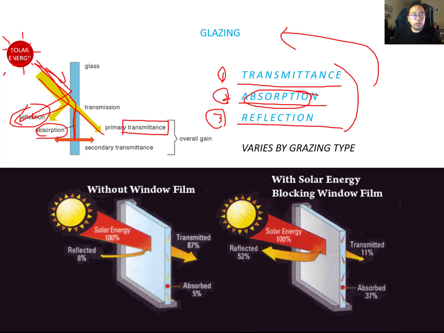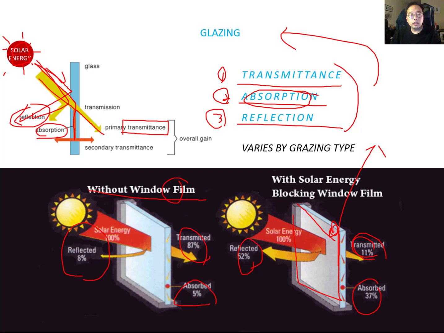Just think about this solar energy as 100%. If you have a single glazing without any film, the refraction is only 8% and absorption is only 5%. 87% is transmittance of the solar energy. It's a lot actually. But when you simply add one film, we can call it a low E coating. This is much thinner than human hair, and it is also a transparent film. But simply over the window surface, it increases the performance. We can see here a solar film, low E coating film, having 52% reflection and 37% absorption. So only 10% is transmitted from the 100% solar energy. It means this glass has much better performance compared to the other glass.